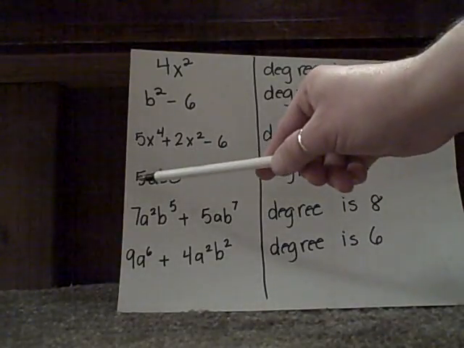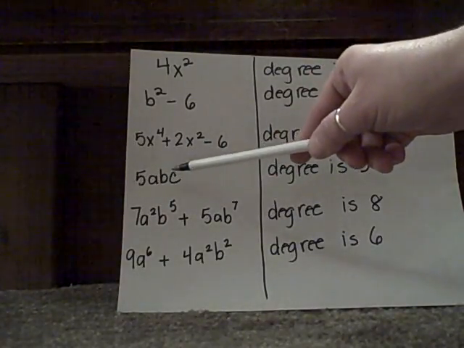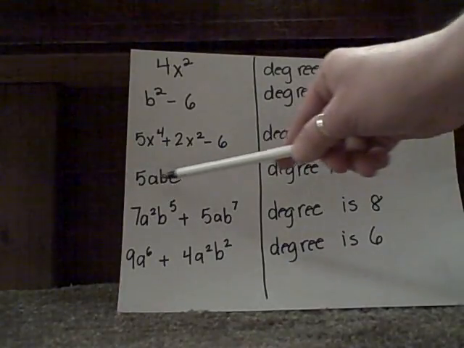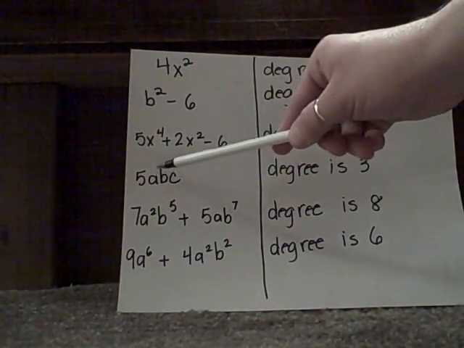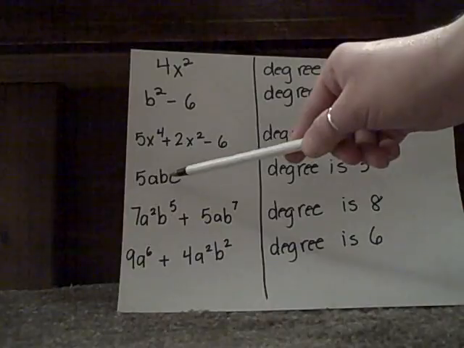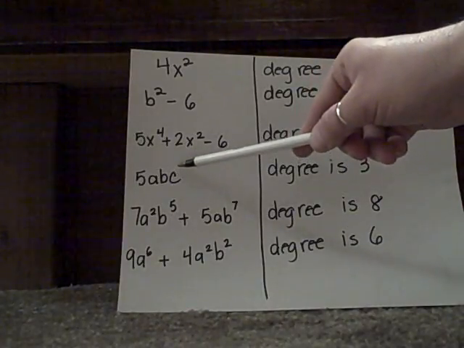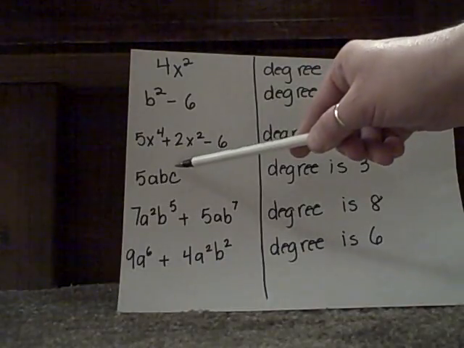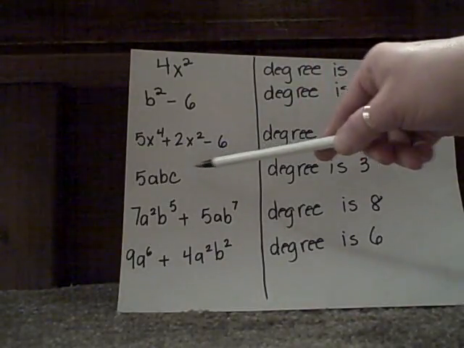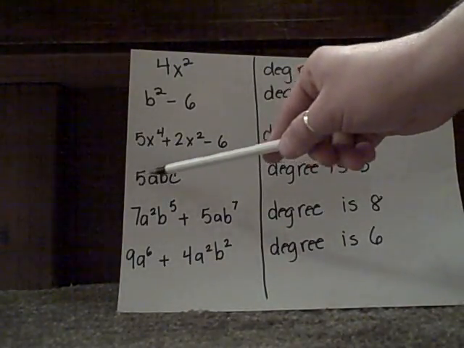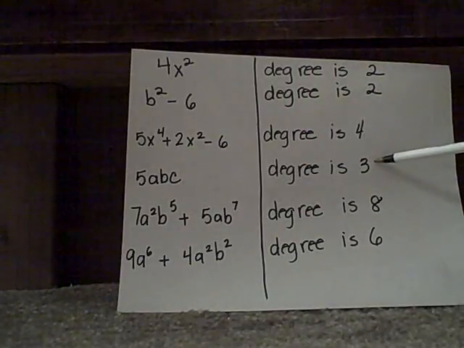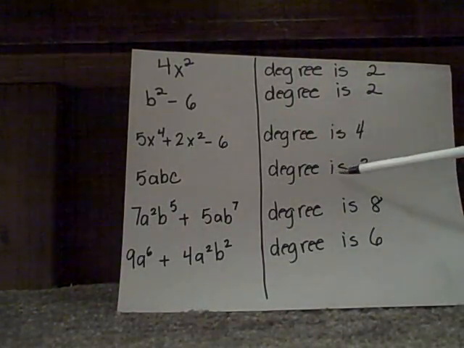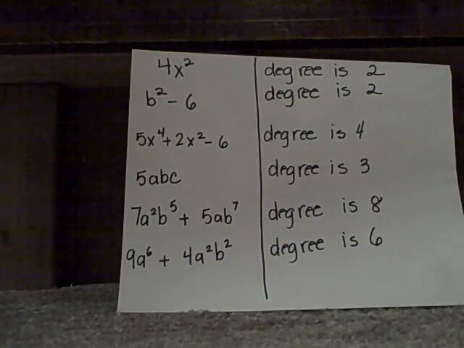Here I have another monomial. There's no addition or subtraction symbols here. A has an exponent of 1, B has an exponent of 1, C has an exponent of 1. When I add 1 plus 1 plus 1, I get 3. Therefore, the degree of this monomial is 3.